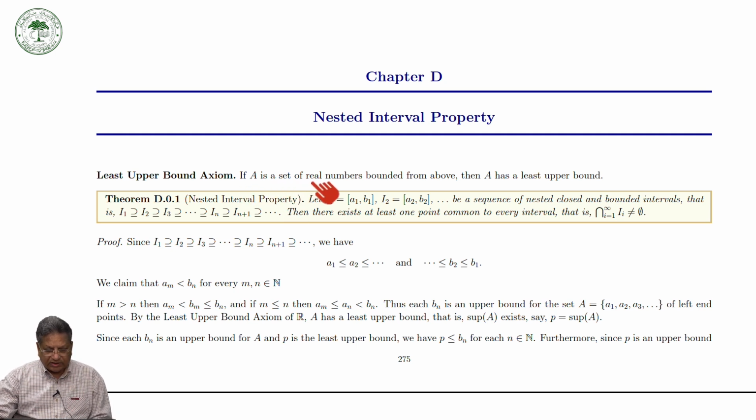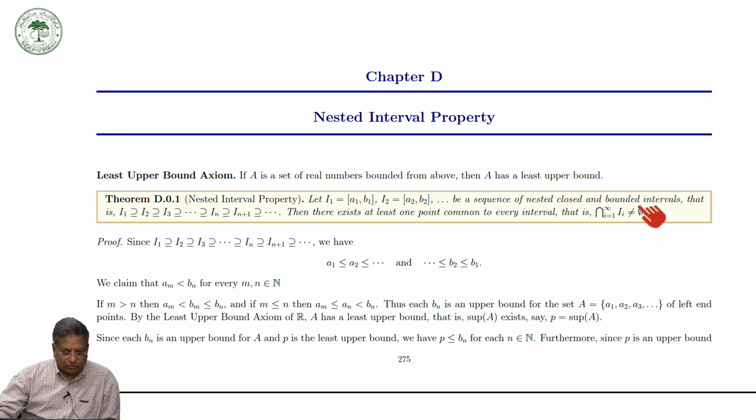So if A is a set of real numbers bounded from above, then A has at least one upper bound; this is called the least upper bound. If I1 = [a1, b1], I2 = [a2, b2], and so on, is a sequence of nested, closed and bounded intervals, nested meaning I1 contains I2, I2 contains I3, and so on, then there exists at least one point common to every interval, that is to say the intersection is non-empty.